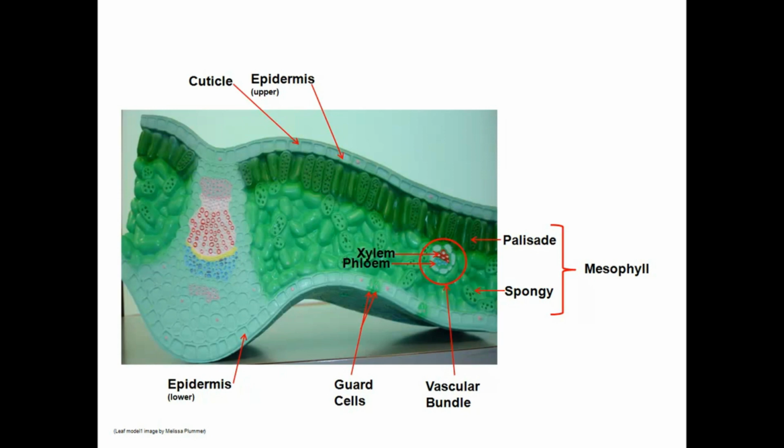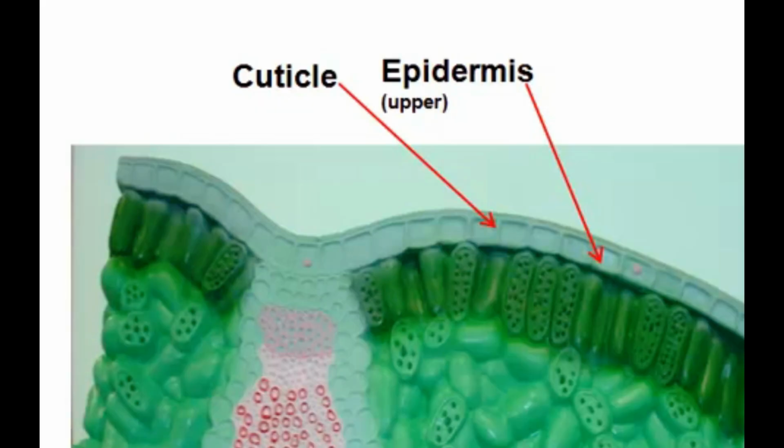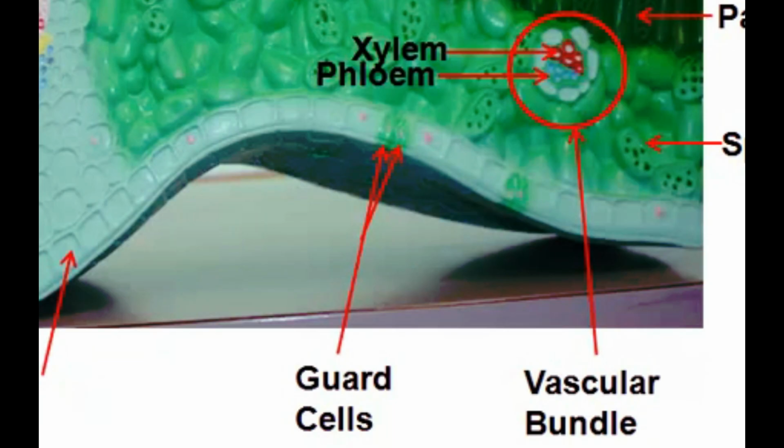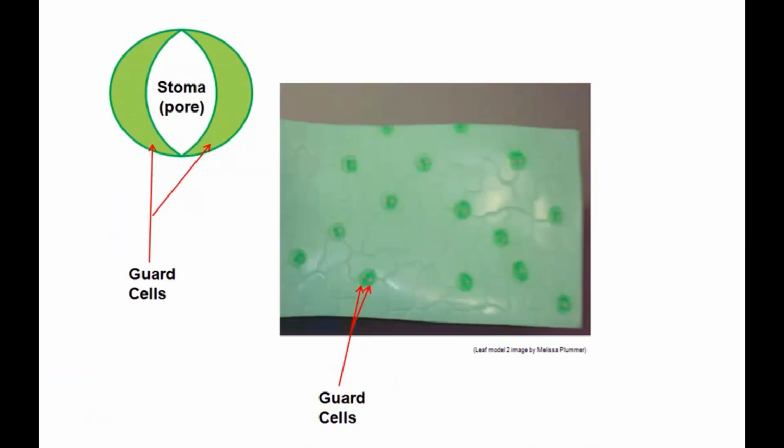Here we see a model of the leaf. Areas of interest associated with this plant organ include the thick cuticle, which prevents water loss. The epidermis, along with the cuticle, both upper and lower, make up the dermal plant tissue. Guard cells are specialized epidermal cells which surround a plant pore called a stoma, through which carbon dioxide and oxygen gases diffuse. Here is another view on the top of the leaf. Here you see the guard cells and a schematic drawing of the guard cells surrounding the pore, the stoma.